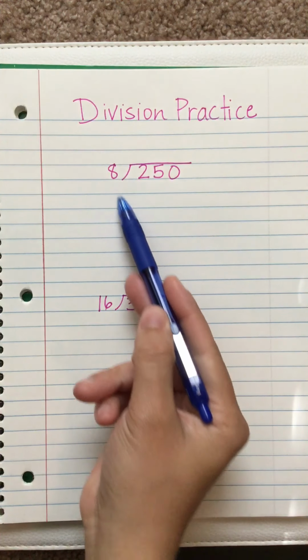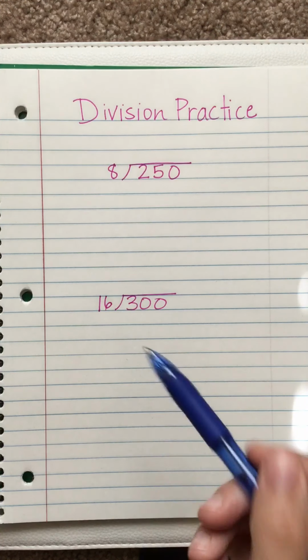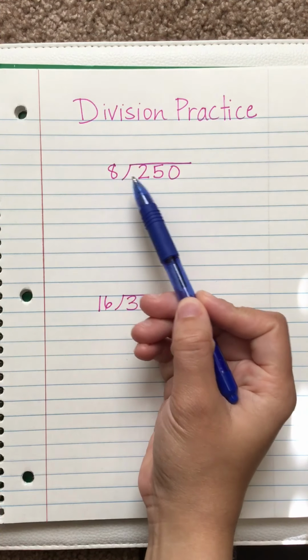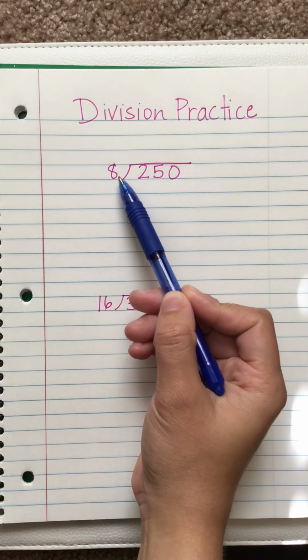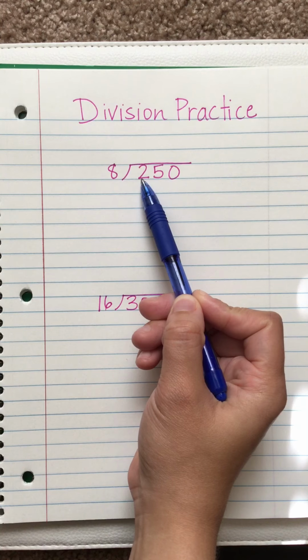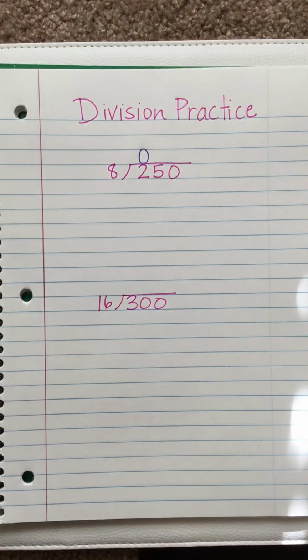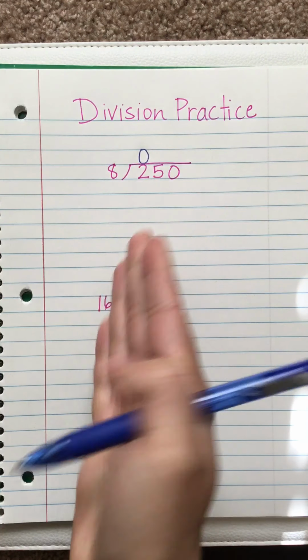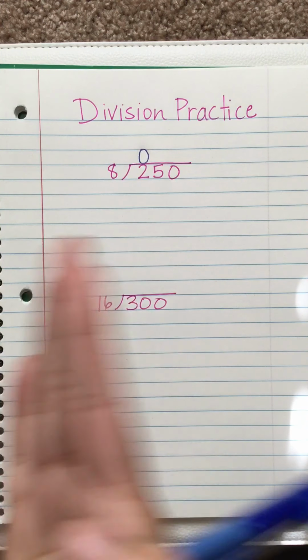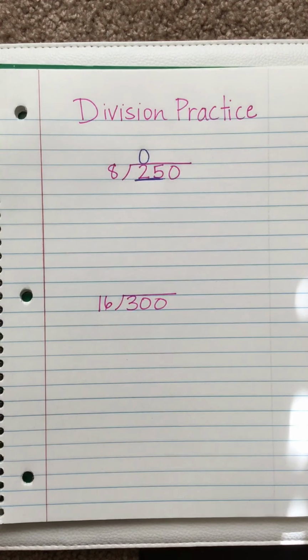So let's start with the one with just a one-digit divisor. You start by asking yourself, can 8 go into 2? If you wear a size 8, can you fit a size 2 shoe? No, you can't. So always place a 0 or an X. Everything has to be lined up perfectly. So now we're seeing if 8 can go into 25. Yes, because 25 is bigger than 8.